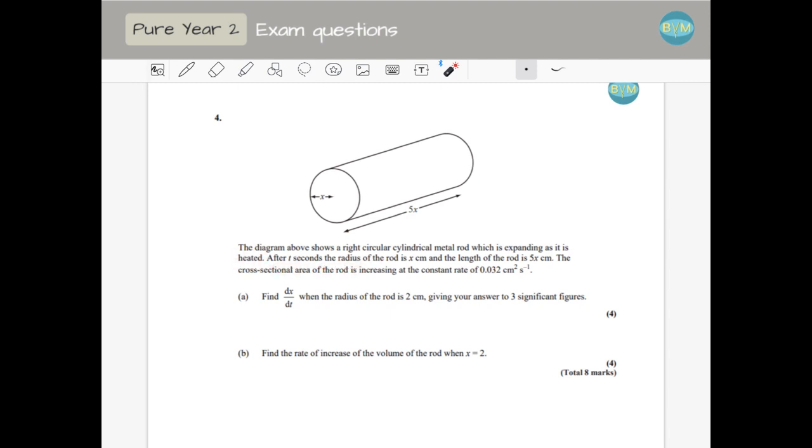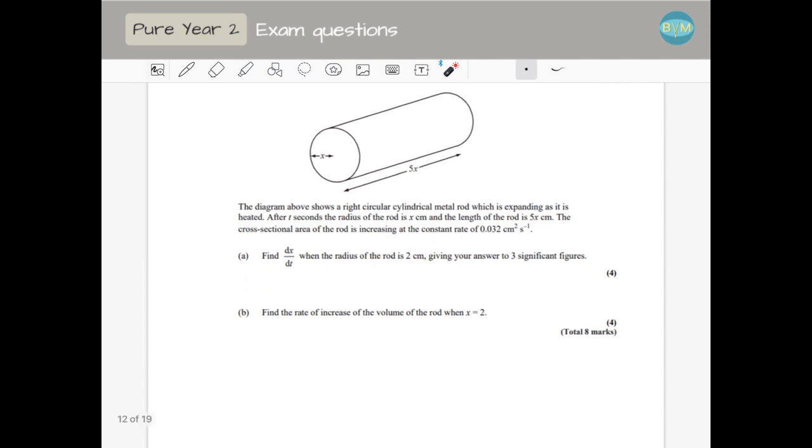After 10 seconds, the radius is x and the length is 5x. The cross-sectional area of the rod is increasing at the constant rate of 0.032 centimeters squared per second. So for this cross-section area, we have to find dx by dt when the radius is 2.